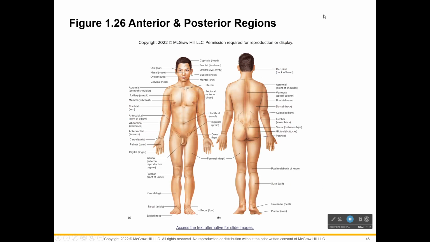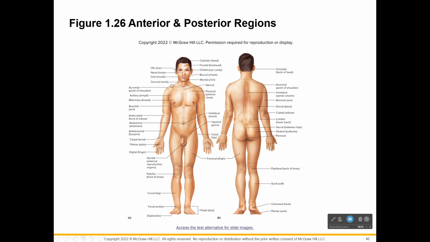And then pretty heavily tested and used throughout anatomy are these regions of the body. And so you do want to go ahead and memorize them. So cephalic is head, frontal is your forehead. We already learned orbital was eye. Otic is ear. We learned nasal is nose and oral is mouth. Buccal is cheek. Mental is chin. So think about if you're having a mental moment, you have to think. Some people touch their chin when they think.